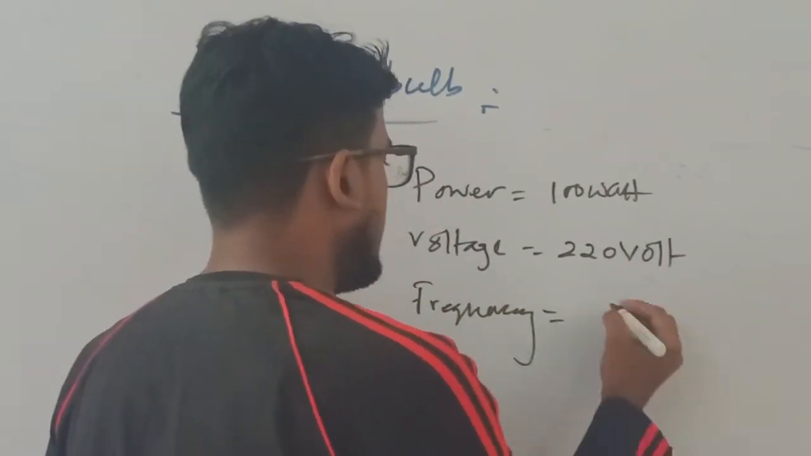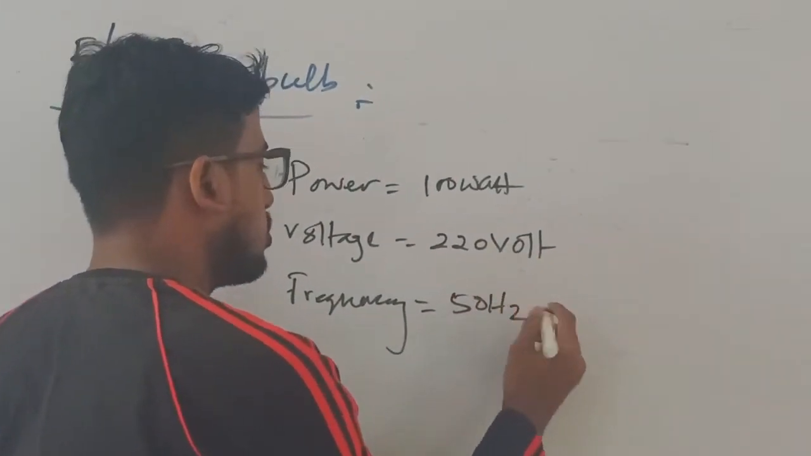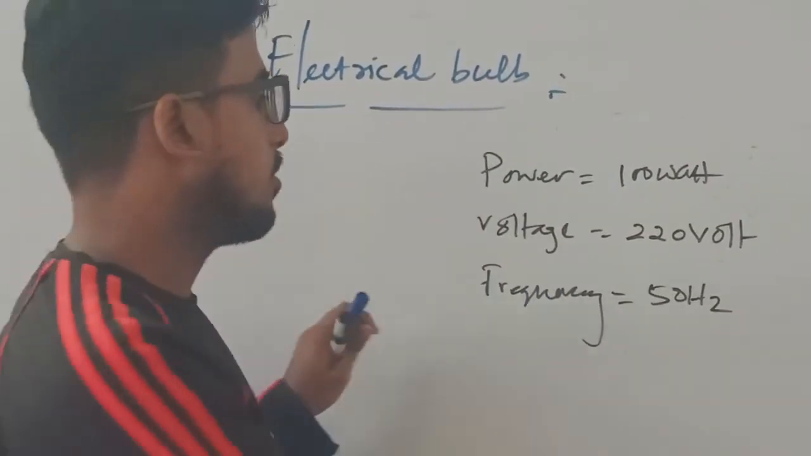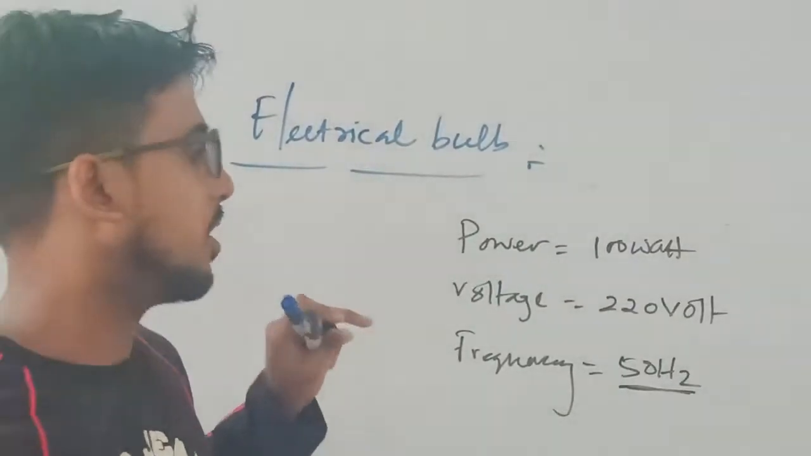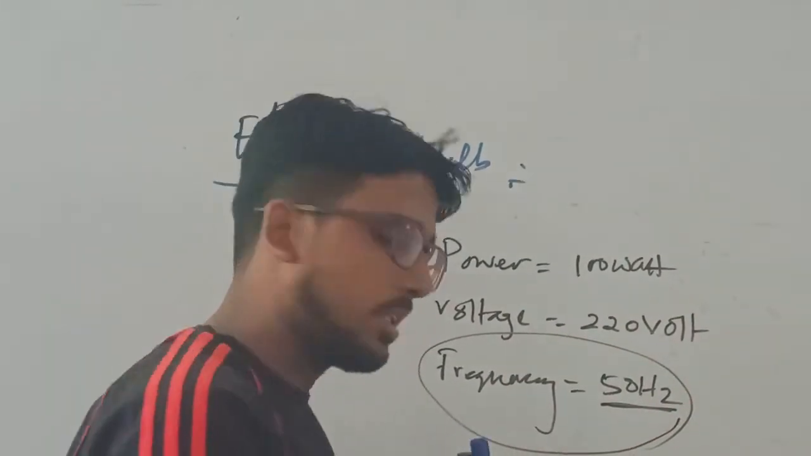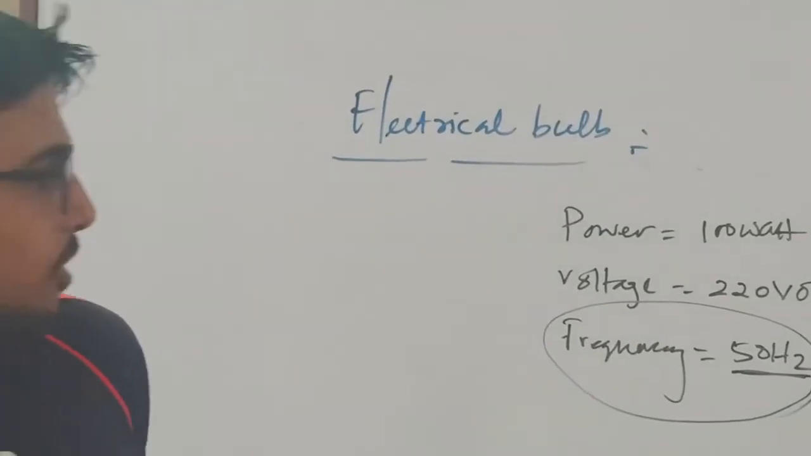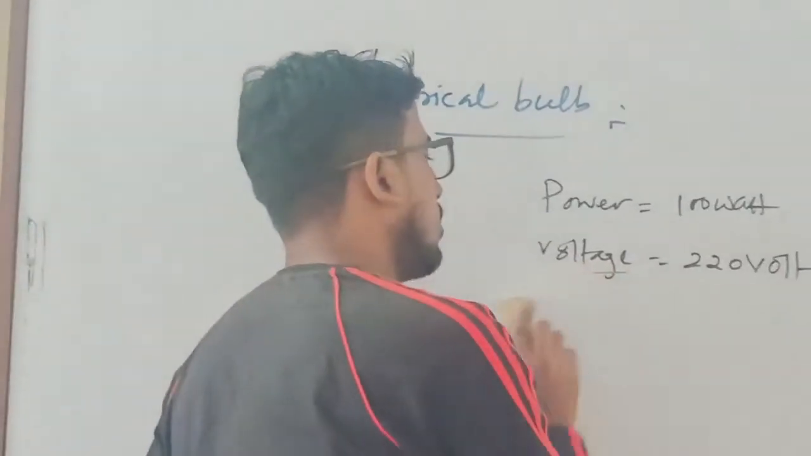For the Indian electric supply, the frequency is taken as 50 Hz because we are using alternating current. What is 50 Hz? That means 50 cycles of the electrical current per second. About this we will discuss in a later chapter, in alternating current. But for today's topic, we only consider these two specifications of an electrical bulb.